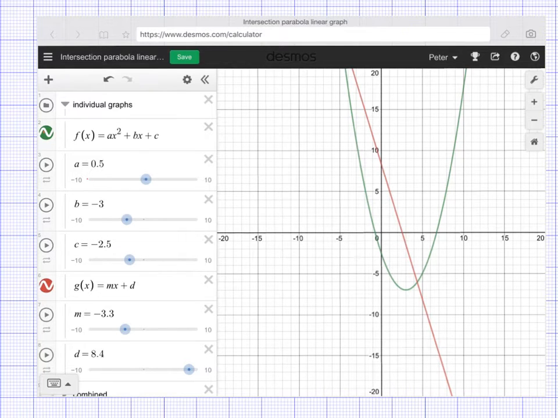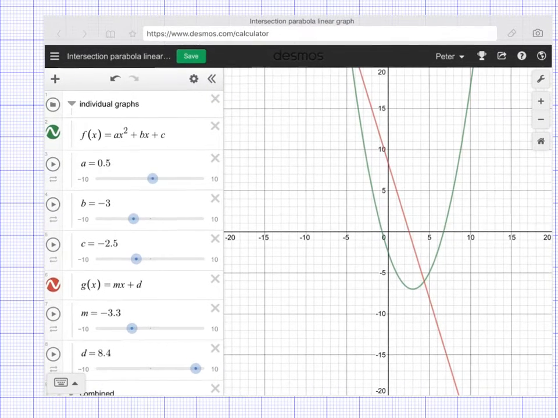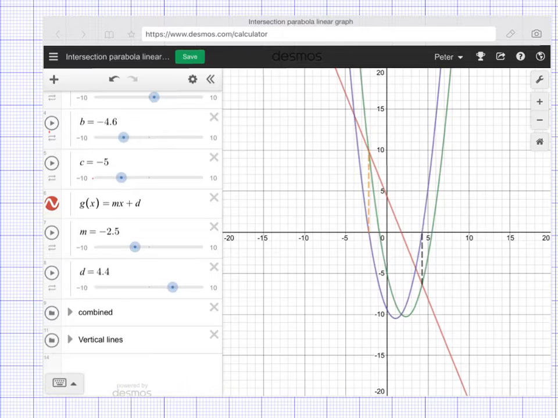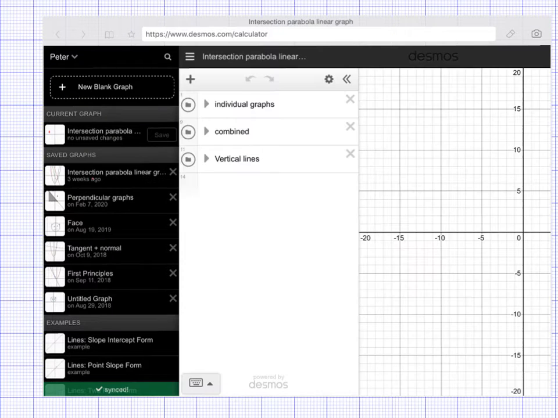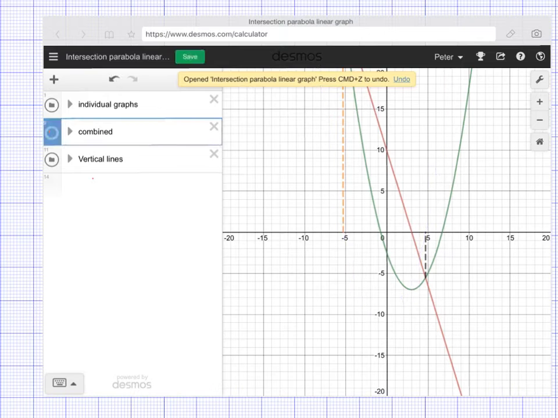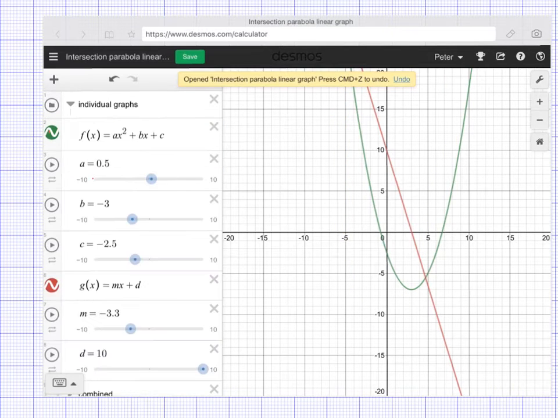Right, so what I've created for you here is a graphical representation of simultaneous linear and quadratic equations, and I'm going to show you how it works. And this graph is fantastic because it's on Desmos, which I love. So you can see here that the red graph is a linear graph, and the green graph is a quadratic graph.